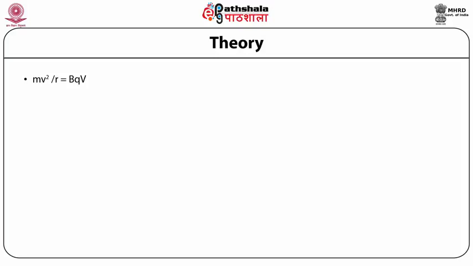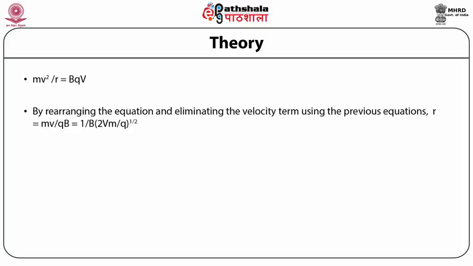So mv square by r is equal to Bqv. By rearranging this equation and eliminating the velocity term using the previous equation, r becomes equal to mv/qB, which is equivalent to 1/B times (2Vm/q) to the power half. Therefore, m/q becomes equal to B square r square/2V.